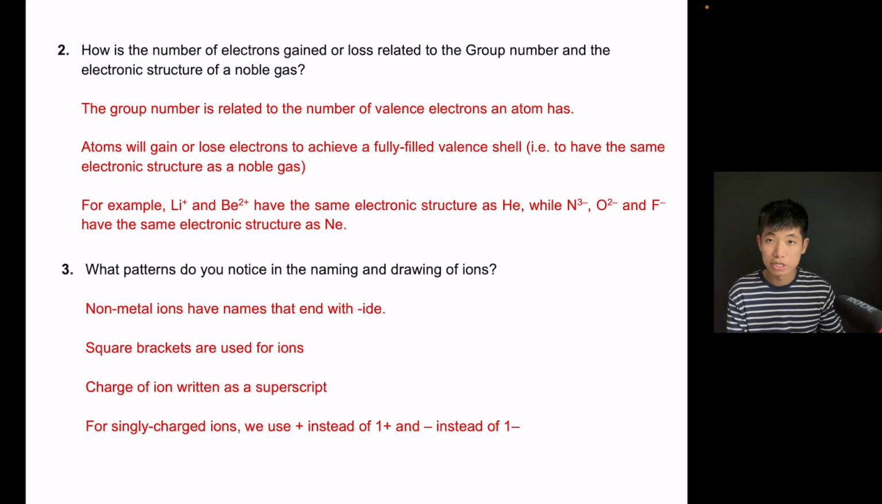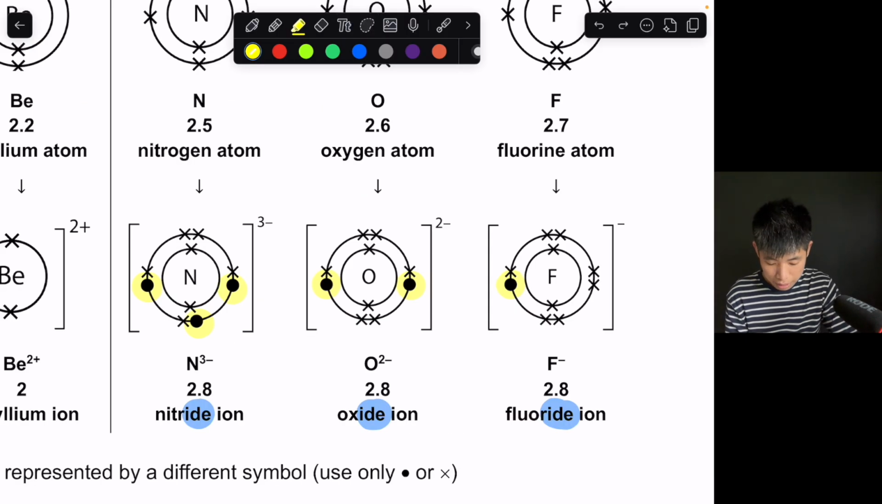Firstly, the name changes to the ide form for your anions. We use a square bracket and indicate the charges, and the charge of the ion is written as a superscript. So notice the number comes first, then the sign. So 3 minus, 2 minus, and minus. The 1 is omitted when the charge is just 1.